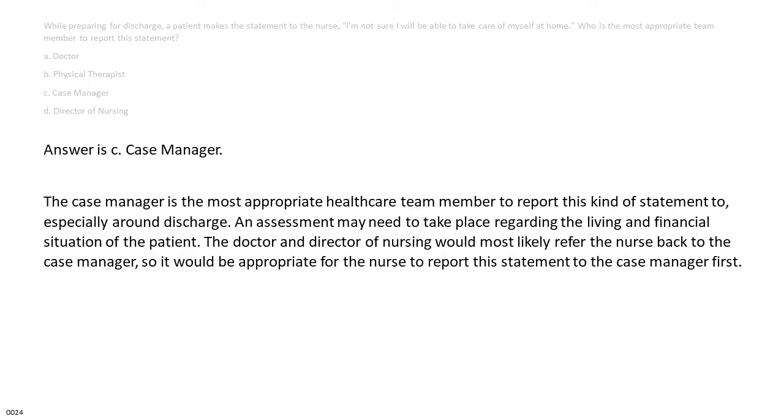Answer is C. Case manager. The case manager is the most appropriate healthcare team member to report this kind of statement to, especially around discharge. An assessment may need to take place regarding the living and financial situation of the patient. The doctor and director of nursing would most likely refer the nurse back to the case manager, so it would be appropriate for the nurse to report this statement to the case manager first.